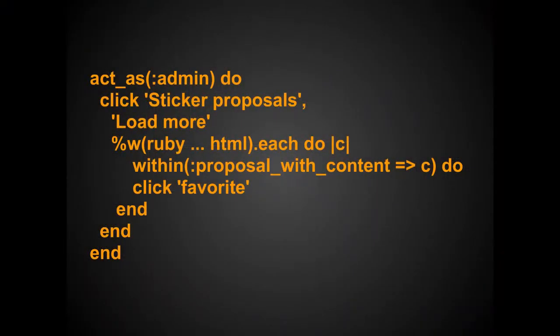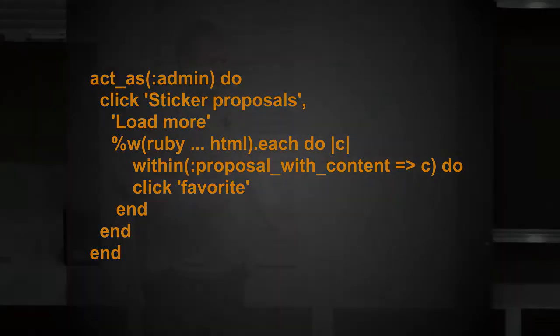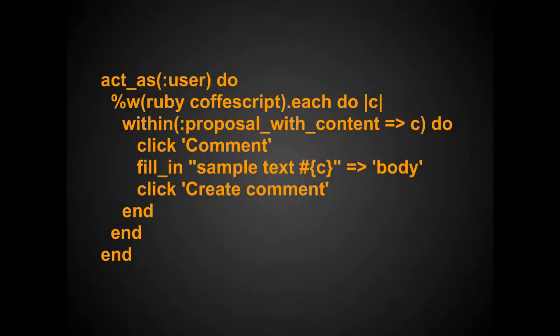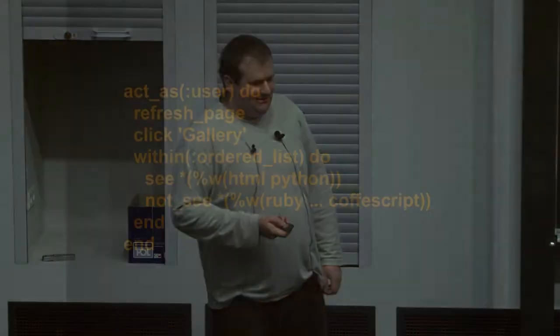Then switching back as the admin and marking some of those as favorites. Then going back as a user and posting a rating for each of the proposals, and also comments. Then we are traveling to the end of the contest, and as an admin, we are choosing the one that would be a winner for this. In this particular example it is HTML, Python, like this.